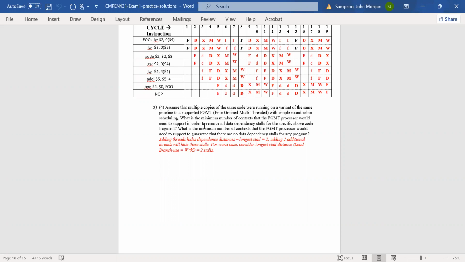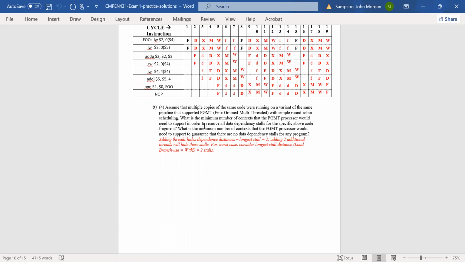It is not to improve the latency of any given thread. It is to improve the throughput of the machine, to keep the resources utilized. So you can say, okay, what is it that I'm actually worried about here? How many additional threads would I need to hide all the stalls that I'm seeing? Well, you ask the question, how many stalls are you seeing? Well, my longest distance here is 2 stalls worth of work.